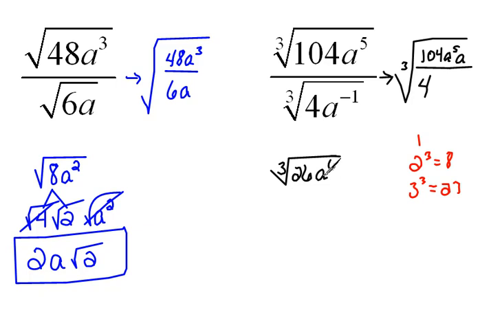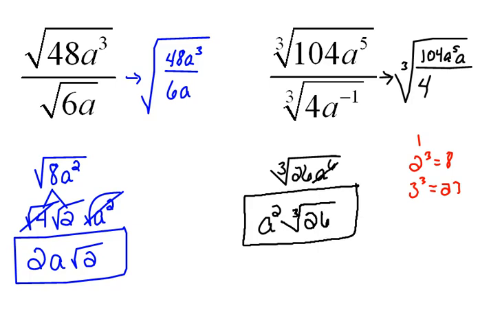But the a to the 6th will, because 3 goes into 6 2 even times. So that would be a squared, and then we would still have underneath the cube root the 26. So simplified, that looks like a squared times the cube root of 26.